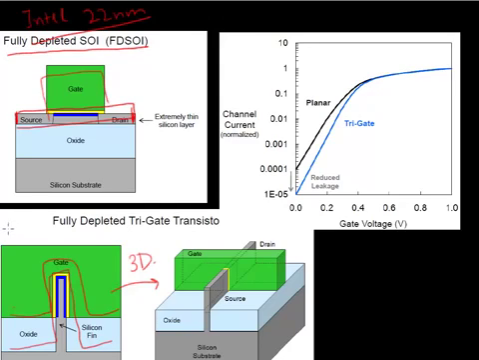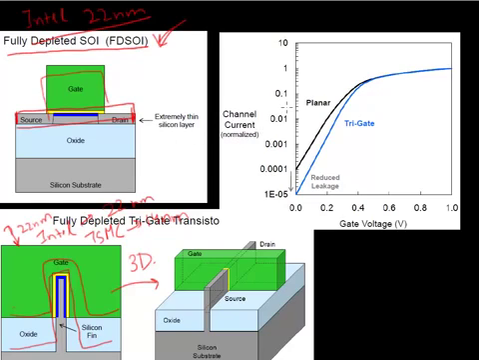Intel announced that they'll be using this tri-gate device for their 22 nanometer technology, and other companies have publicly announced, like TSMC, that they will also be using tri-gate or FinFET devices for their 14 nanometer technology. But there are some manufacturers who are still exploring fully depleted SOI, so this is still an option on the table.